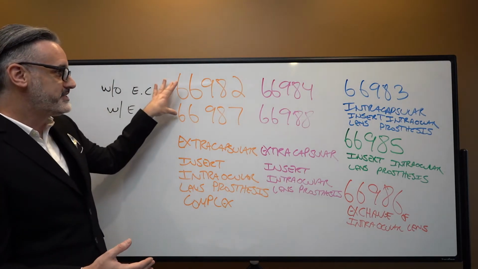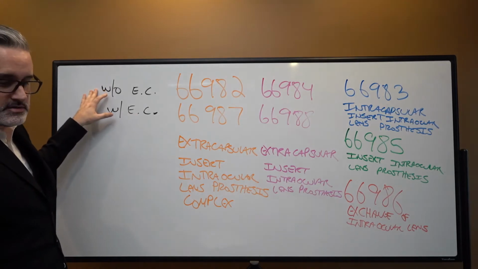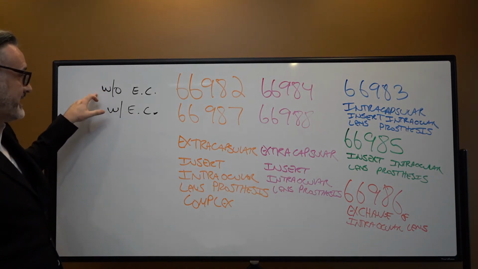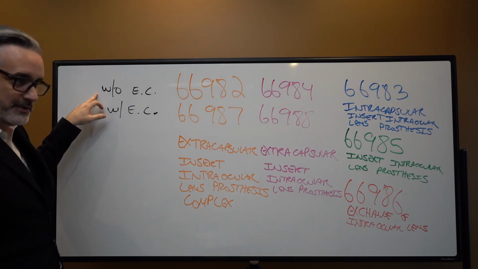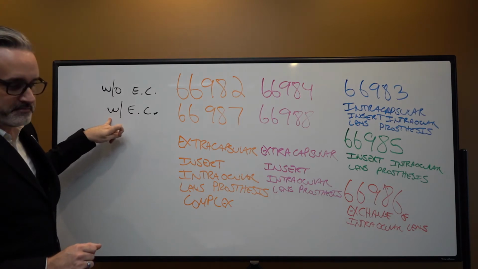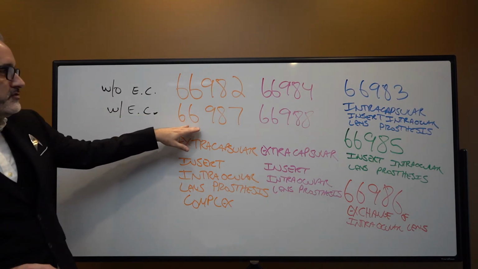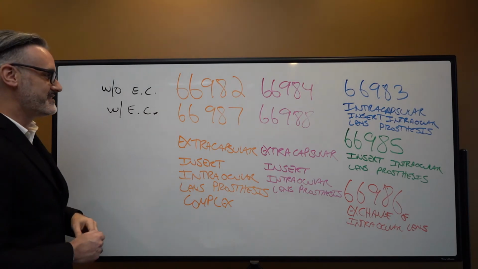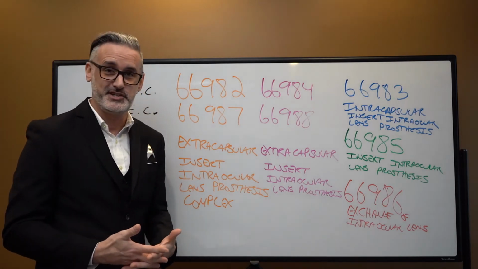And then in this set we do have the parent code and the kid code. The parent code is if without having endoscopic cyclophotocoagulation, there we go. And if we do include endoscopic cyclophotocoagulation, then we drop down to the kid codes. 66987 if it's a complex procedure, or 66988 if it's a standard procedure.